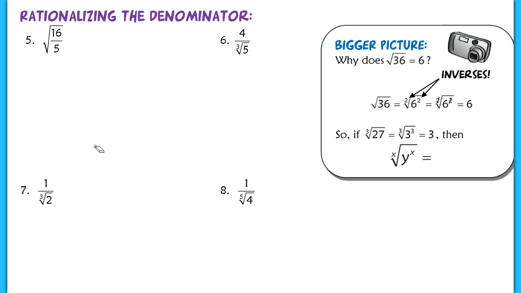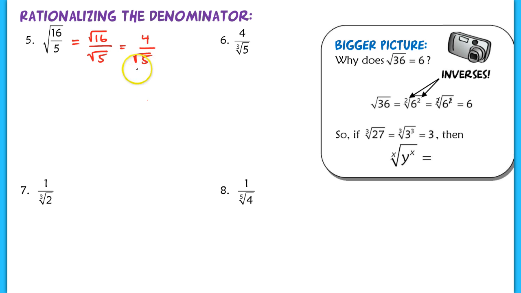So for example, in number 5 here, I see the square root of 16 over 5. Now whenever you have a fraction, sometimes it's really helpful to rewrite that in terms of two different radicals. So I can actually split this up using a rule. I can split that square root of 16 over 5 into root 16 over root 5. Now the square root of 16 is 4, but the square root of 5 doesn't simplify, so I still have a radical in the denominator.